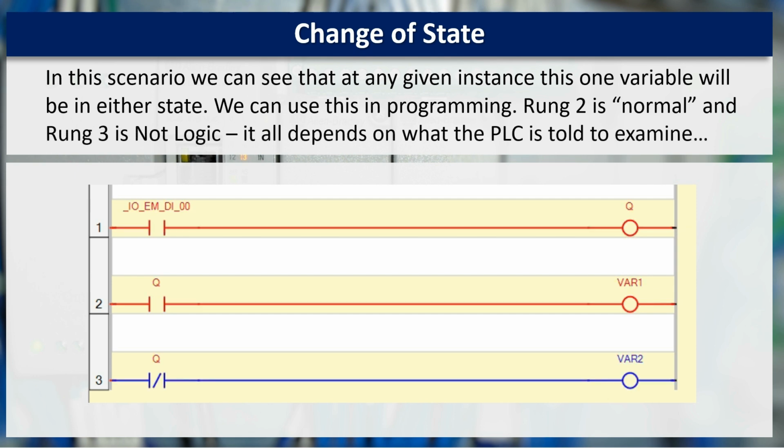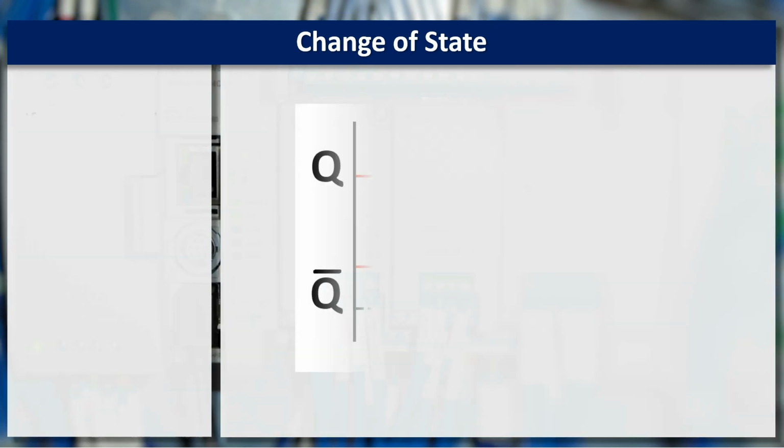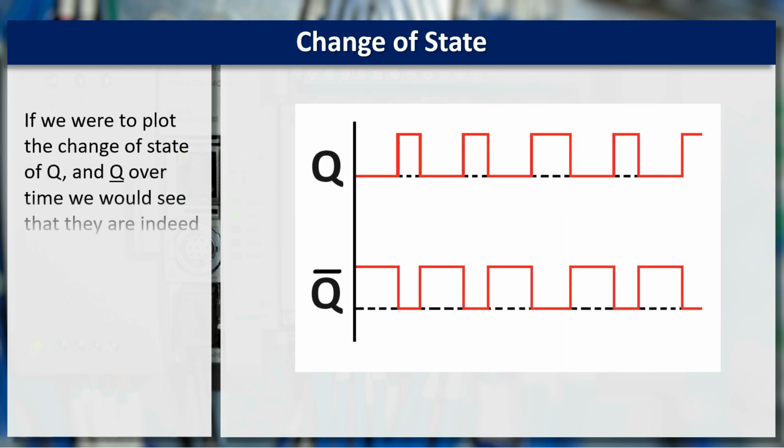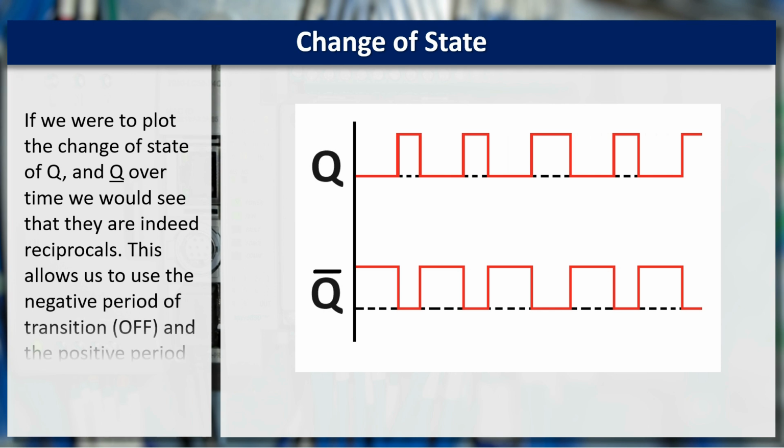Rung 2 is normal, and rung 3 is not logic. It all depends what the PLC is told to examine. If we were told to plot the change of state of Q and Q not over time, we would see that they are indeed reciprocals. This allows us to use the negative period of transition, or off, and the positive period of transition, or on.